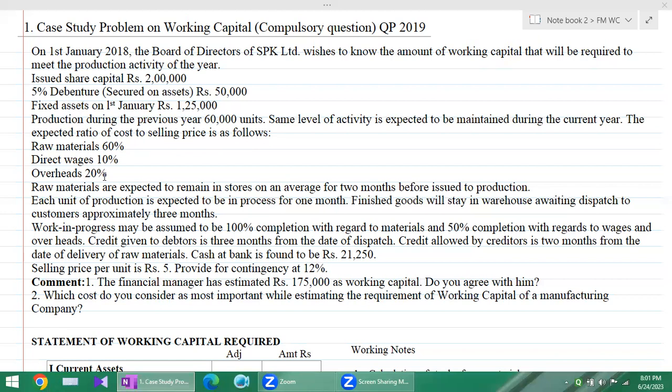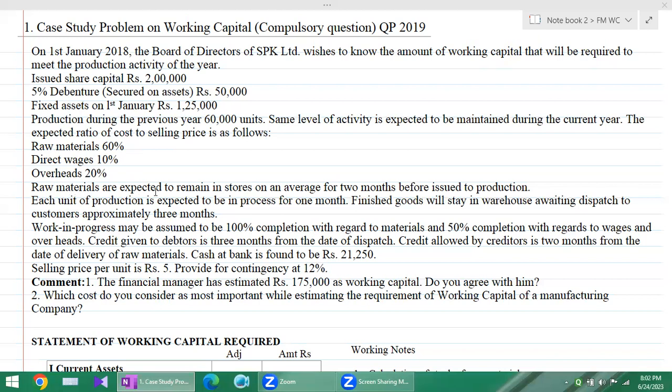Okay. So here we are calculating the amount of working capital required, for which we require the current assets and current liabilities. And this information, issued capital and debentures, fixed assets, is not required to calculate the current assets and current liabilities. Keep this in your mind. And here they have given the raw material percentage, 60%, to selling price. Then the question comes, what is the selling price? In the further paragraph, you will get the selling price also. Okay. So let's read further.